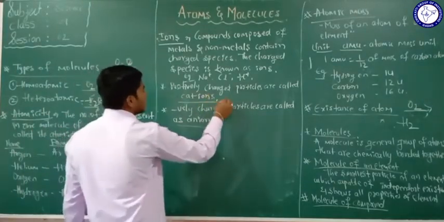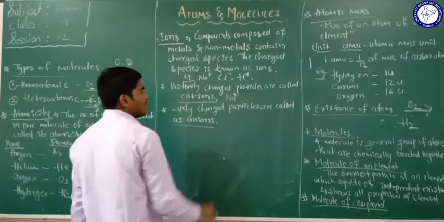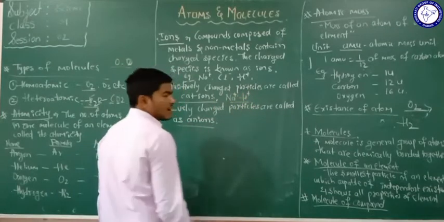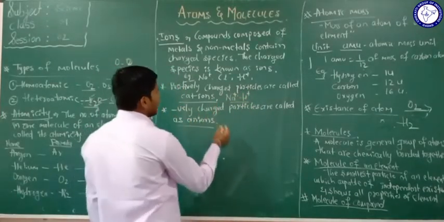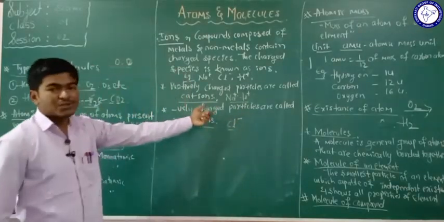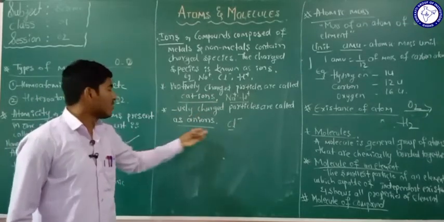Positively charged particles are, for example, Na+ and H+. Plus means positively charged particle. And a negatively charged particle is chlorine, Cl-. This is an anion. The positively charged particles are called cations, and negatively charged particles are called anions.